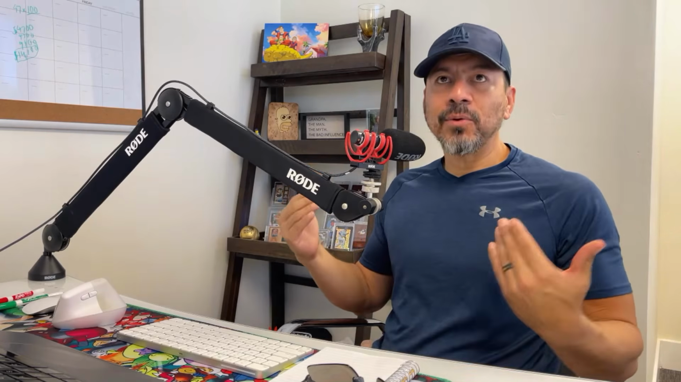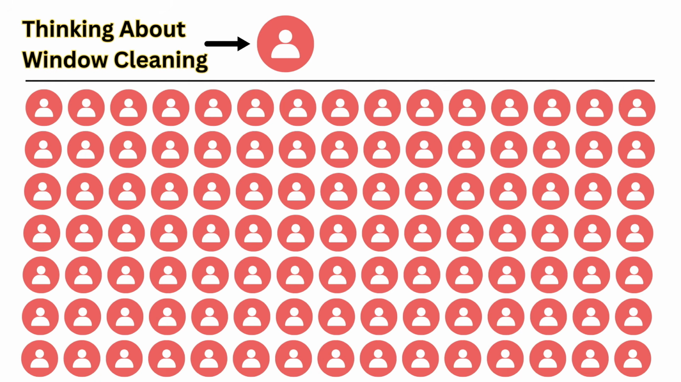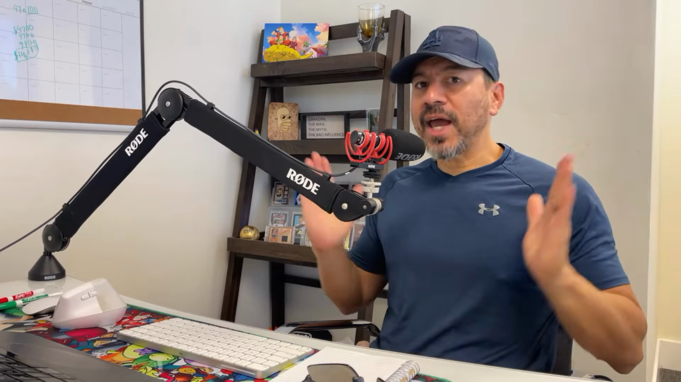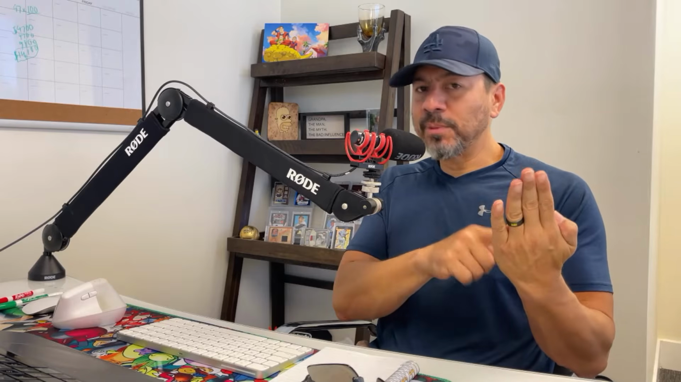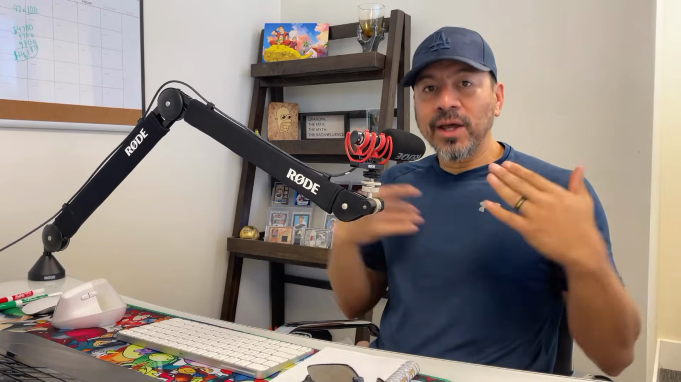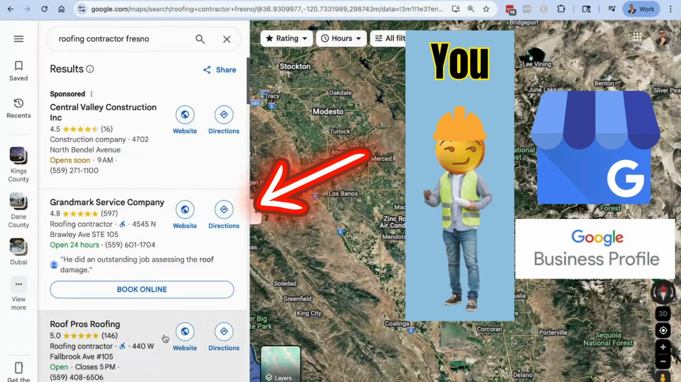So let's say, for example, in your local market, there's probably 1,000 people at any given moment that are thinking about getting their windows cleaned, their windows washed, things cleaned up on the windows for their home, or let's say even their business. But out of those 1,000 people, maybe there's only 1, 2, or 3% that are actively pulling out their phone, typing in window cleaning service near me, hitting search, and looking for that particular business to show up in that search results.